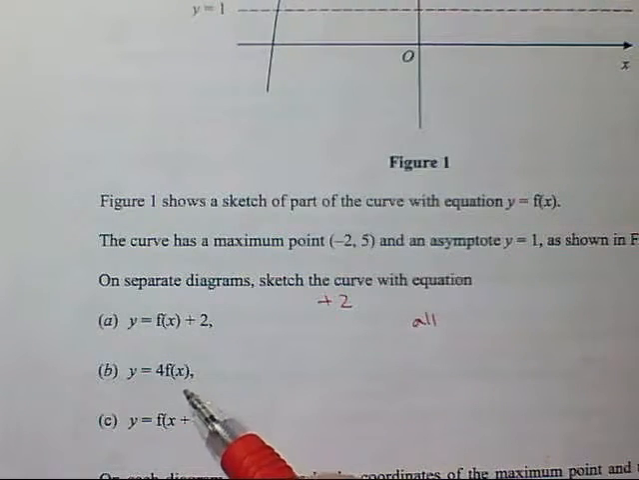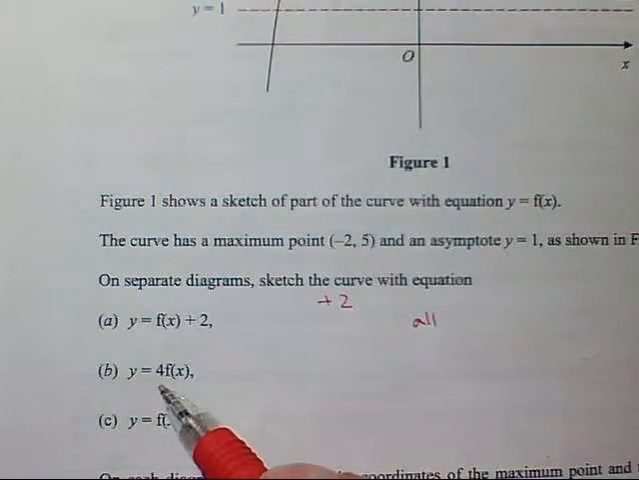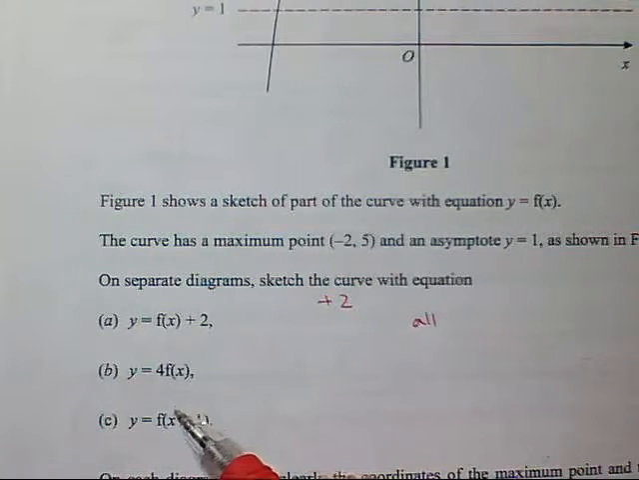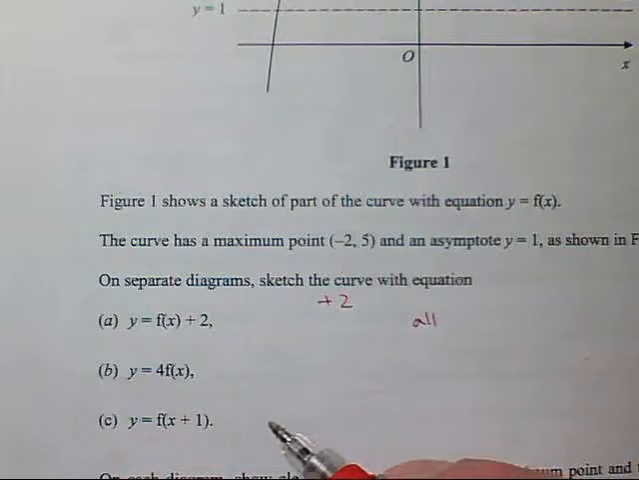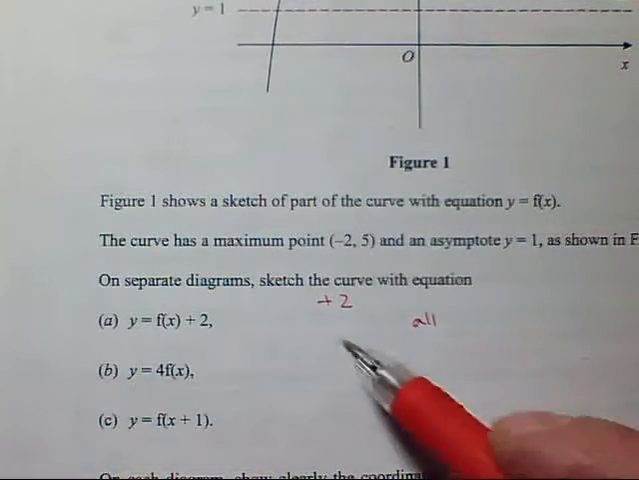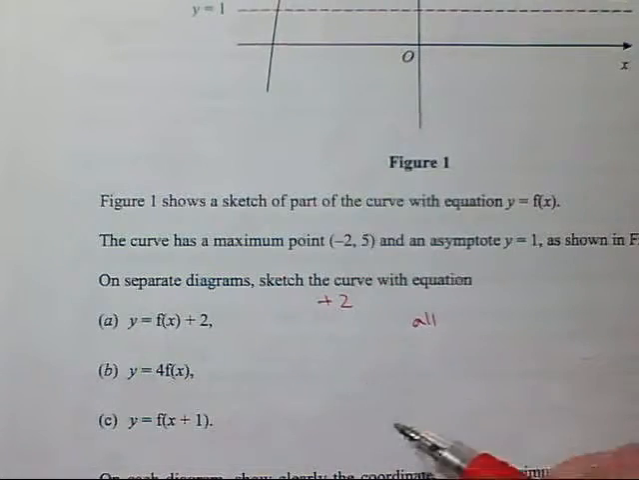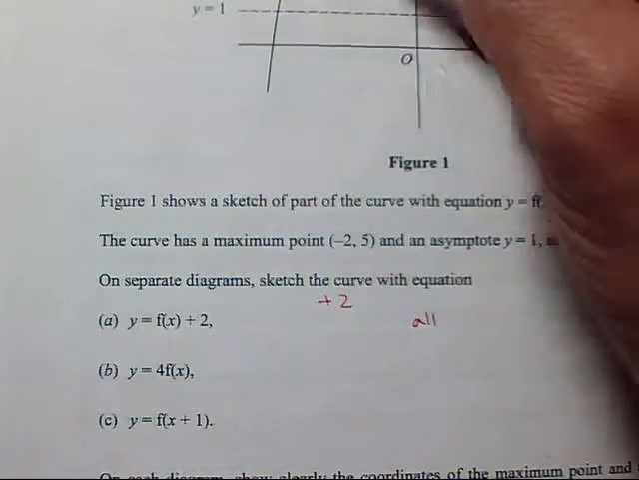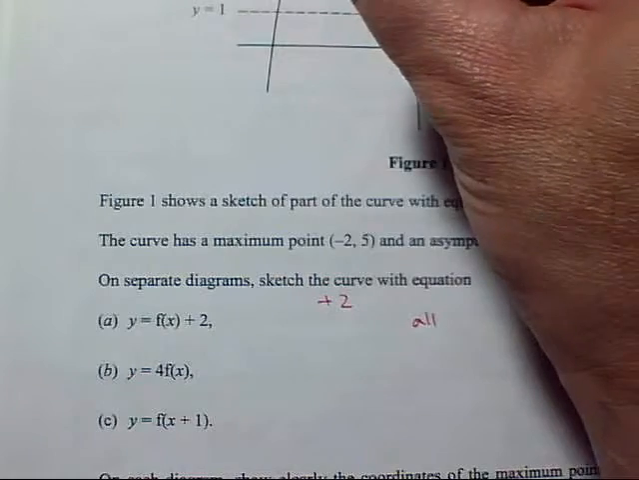Okay, and similarly here, there's a multiplication by 4 going on. Is it inside? Is it outside? Will it affect x's? Will it affect y's? Does it have an accident or not? So that tells you in each case what you're going to need to do to all the x's or all the y's. So a point has got an x and a y.